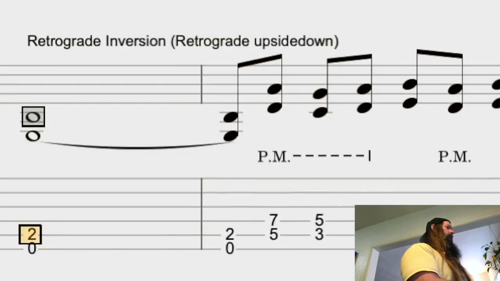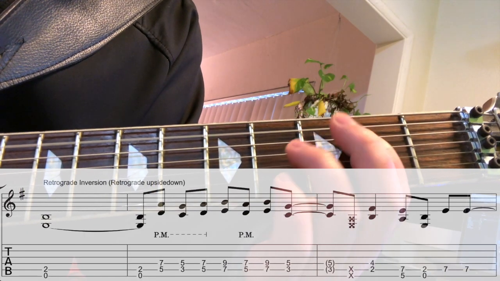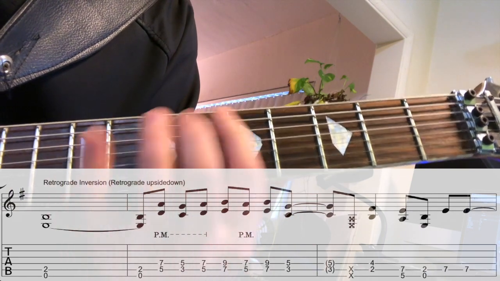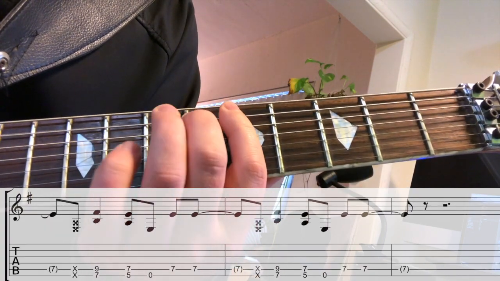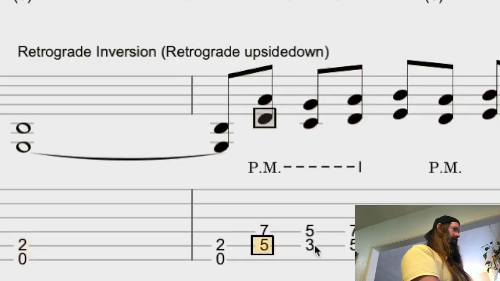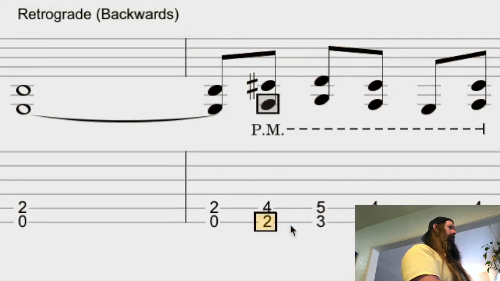And finally, retrograde inversion, which is inverting, or flipping, the intervals of the retrograde. So every time the retrograde inversion goes down, then the retrograde is going to go up.